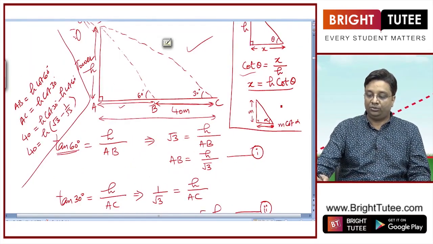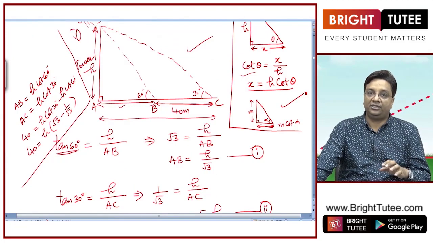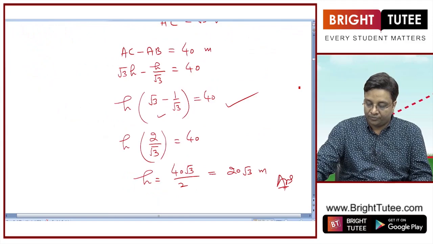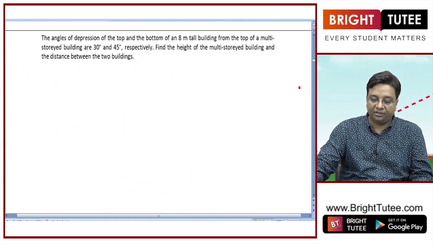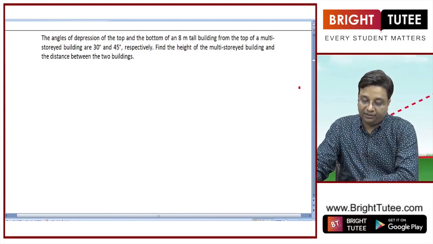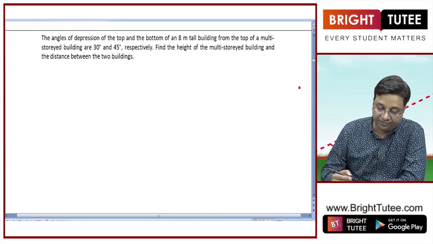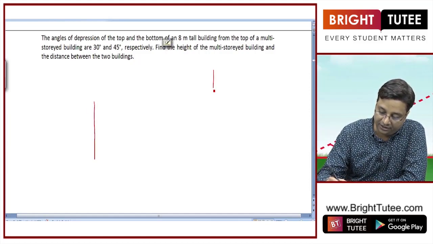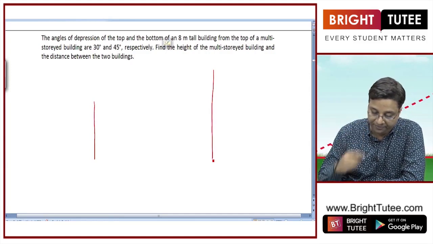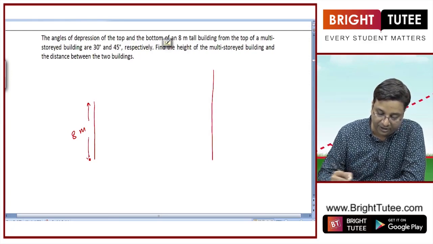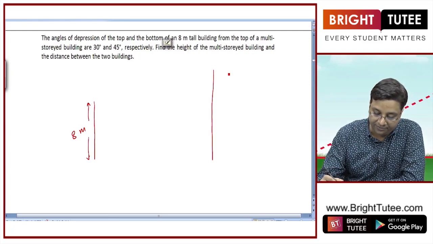This is just to avoid some steps of calculation which you need to perform in the board examination, okay? The angles of depression of the top and the bottom of an 8-meter tall building from the top of a multi-storied building. There are two buildings this time. Let us say this is one building, this is another building, okay? This is our 8-meter tall building, and this is our multi-storied building.